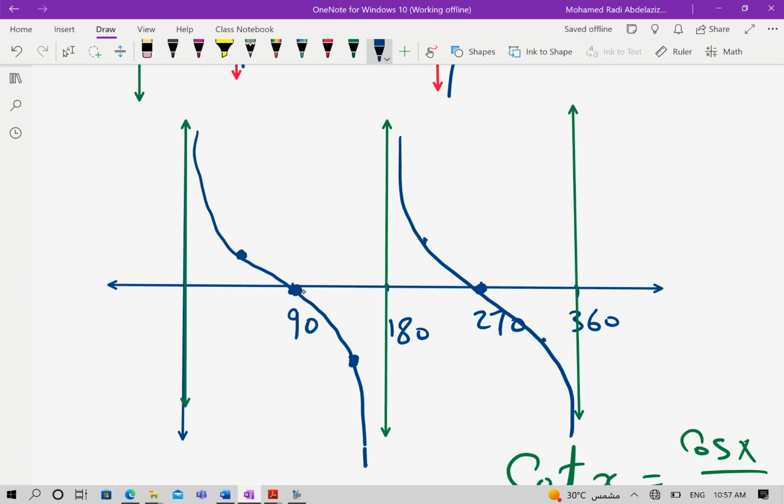Clear? Comparing between the graph of tan and the graph of cotan. Please practice the graphs of sine, cosine, tan, cotan, sec, cosec, and change the range. The range was from 0 to 360. If I ask you to sketch from negative 360 to 0, it will be the same. The asymptote lines will be at negative 180 and at negative 360.